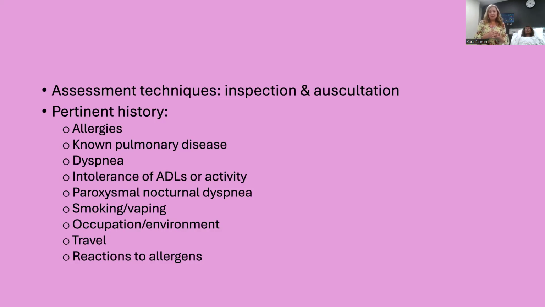Other things to ask about would be known pulmonary disease. So if they already know they have asthma, emphysema, pulmonary fibrosis or pulmonary hypertension or something like that, anything that they already know about. Ask them about dyspnea or difficulty breathing.